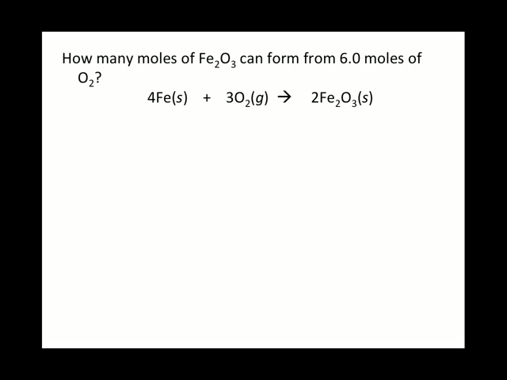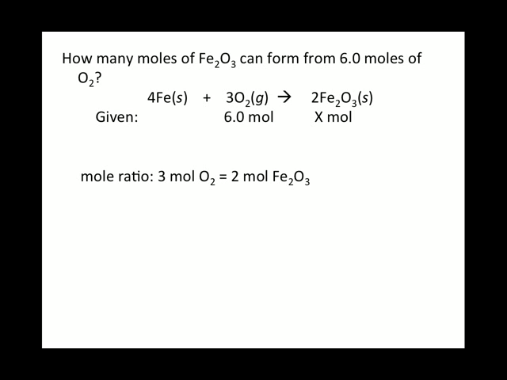How many moles of Fe2O3 can form from 6 moles of oxygen? So again, try this one on your own, then come on back and see the solution. Okay, here we go. Given information, 6 moles of oxygen, how many moles of Fe2O3? Mole ratio, 3 to 2. So you can see the 3 to 2 mole ratio right up here.